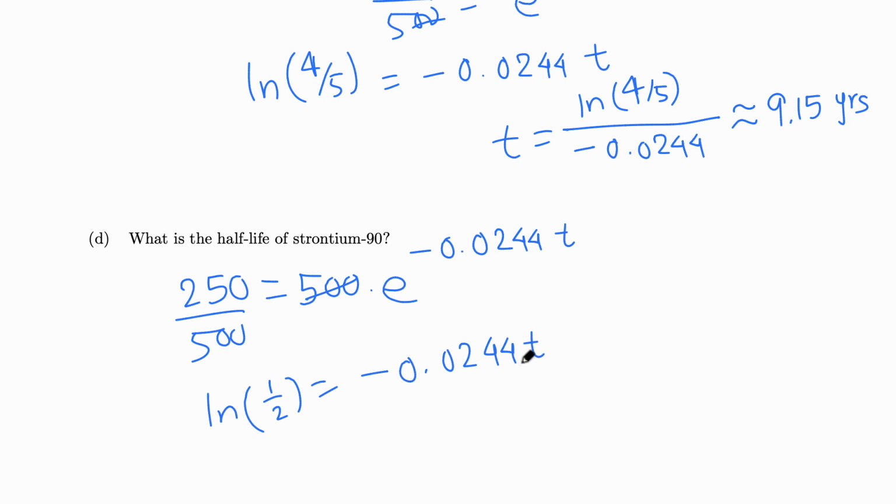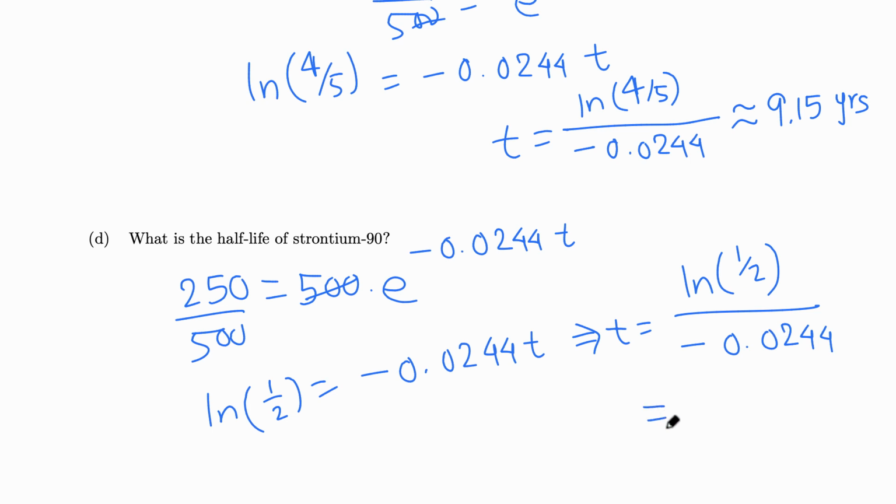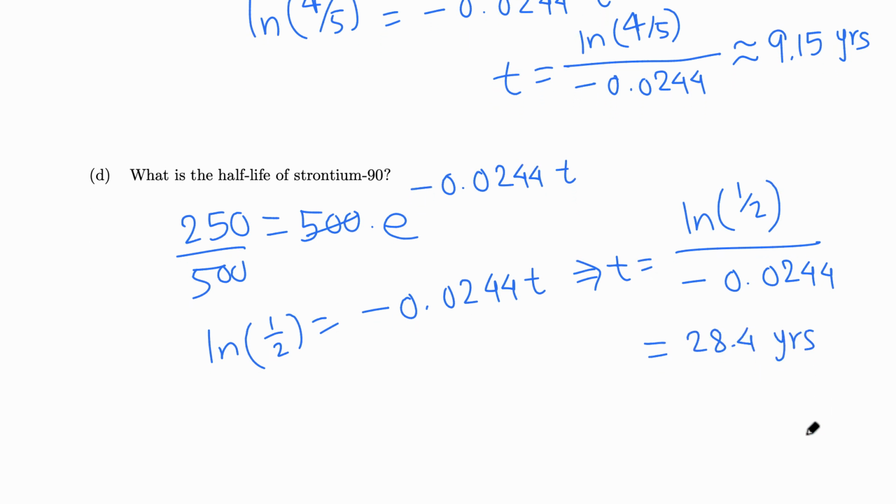Now we divide by this negative number to isolate t. That's the half-life. t equals natural log of 1/2, which is a negative number, divided by negative 0.0244. Now use your calculator and it comes out to be 28.4, that many years. Okay, final.